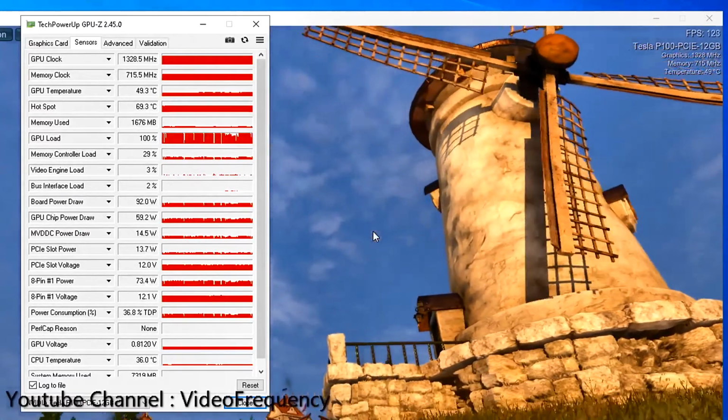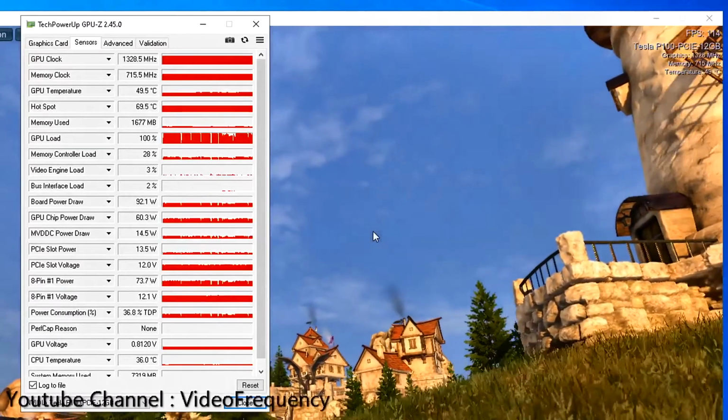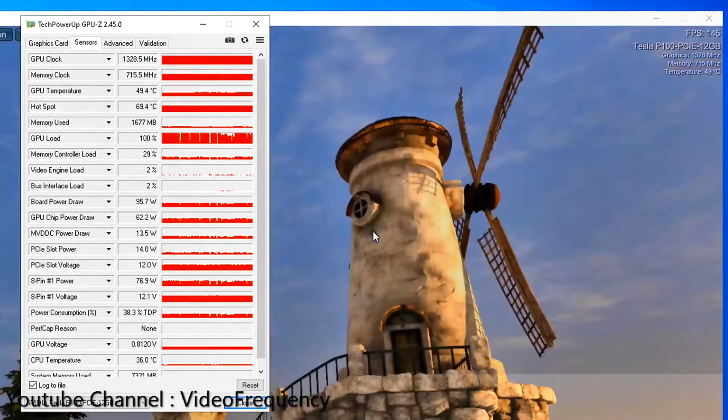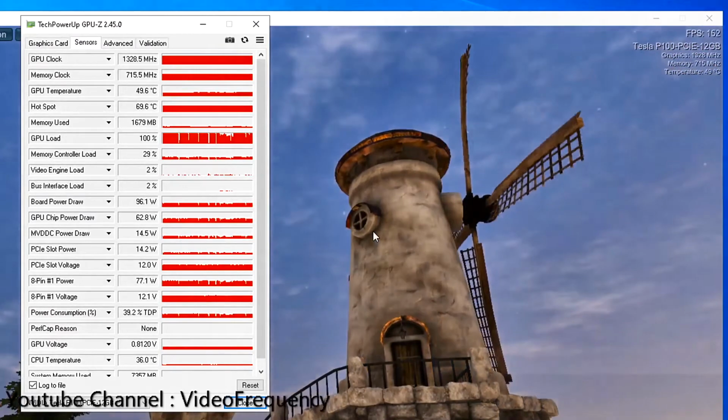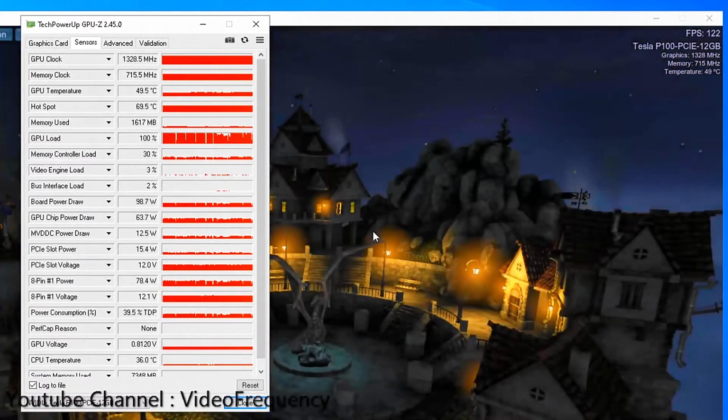If you do get the chance to get a cheap P100, grab it. I will put in the description a link to the special driver, which will allow you to use all the options on this card as a normal video card.